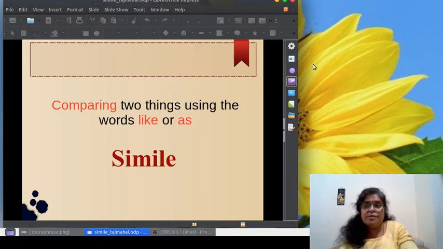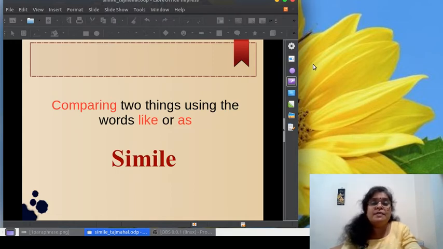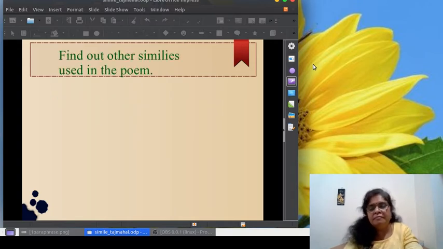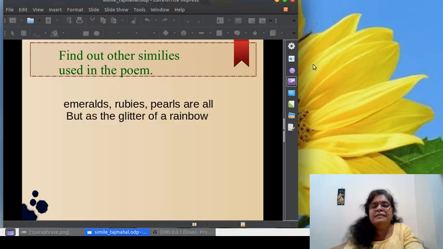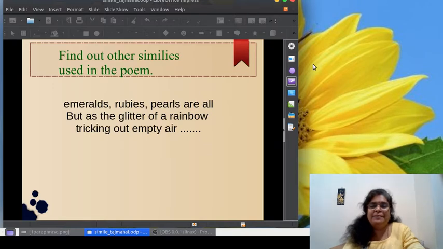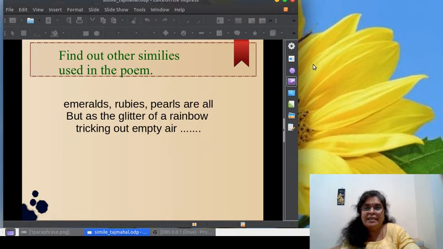Okay, so here Tagore has used simile, the poetic device, simile. Okay. Listen. Another simile. Emeralds, rubies, pearls are all but as a glitter of a rainbow tricking out empty air. Here is a simile.